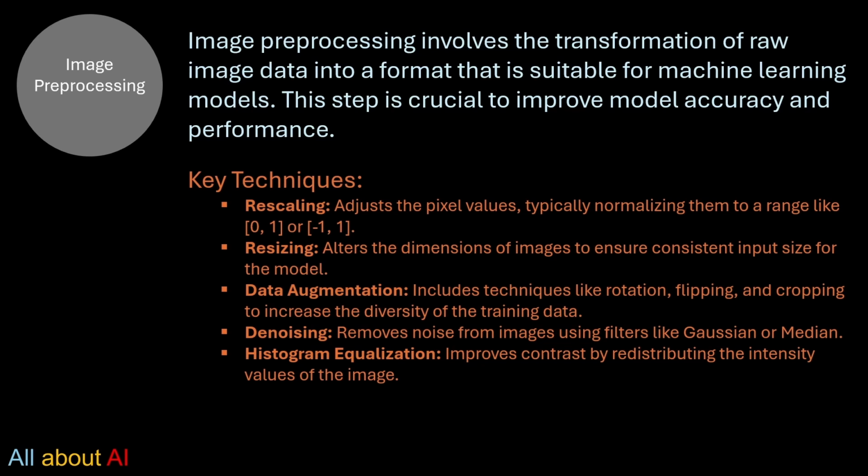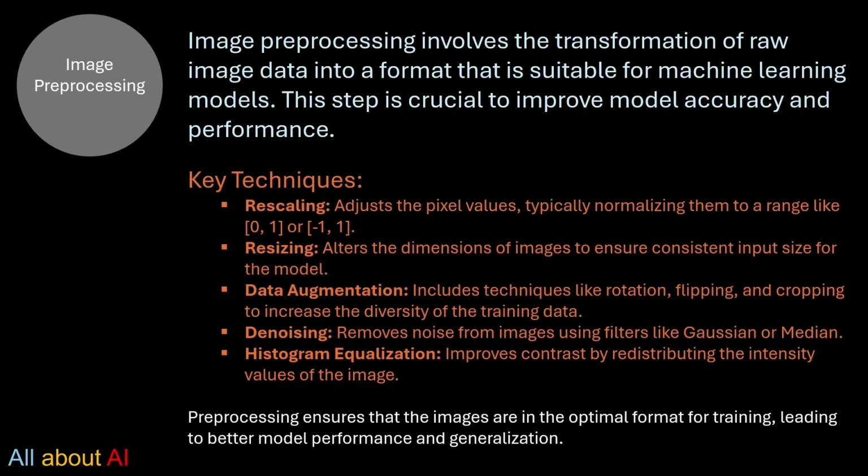Data augmentation, as we have seen already, various techniques for augmenting data are used for images. Denoising, removing noise from images using filters like Gaussian or median. Histogram equalization improves contrast by redistributing the intensity values of the image. Now, preprocessing for images ensures the optimal format for training, leading to better model performance and generalization.